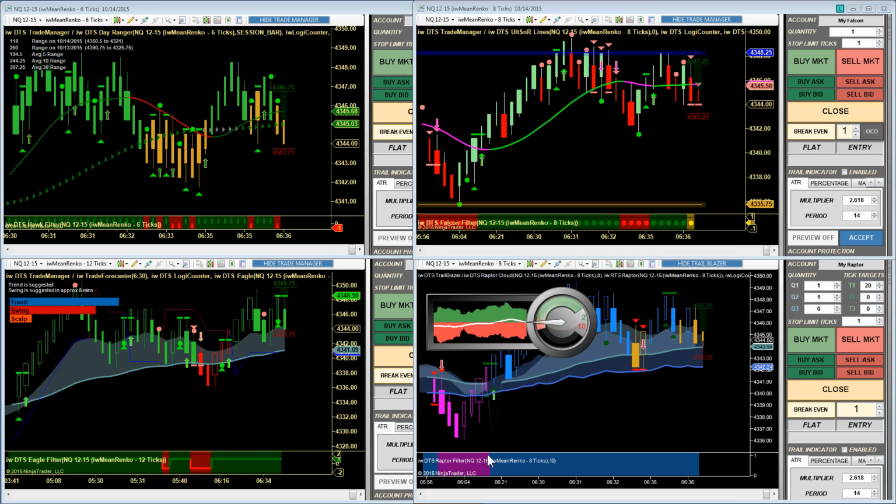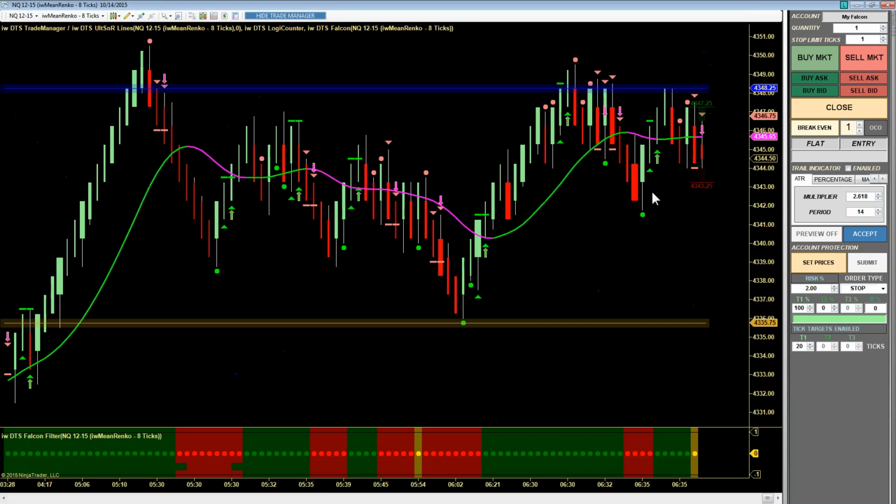Still waiting for a signal to print. Might be getting a failure signal here in the Raptor. We'll see. And working on sort of a trend change signal on the Falcon here. You can see it keeps waffling. Our trend line keeps changing color from green to red, depending on which way the bar ticks. The current bar is ticking.